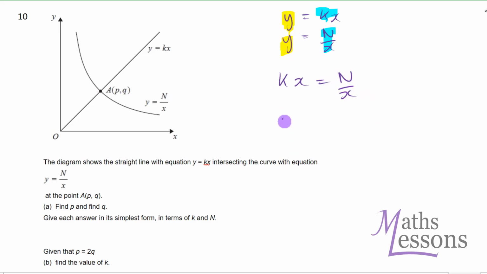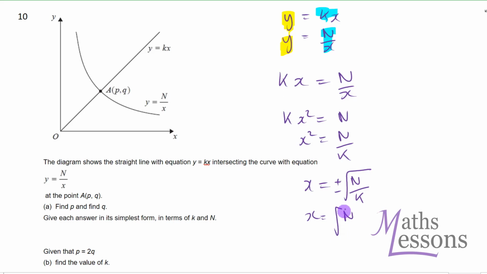If we multiply throughout by x, we'll get kx squared equals n. So x squared will equal n over k, so x will equal plus or minus the square root of n over k. But we're quite clearly in the first quadrant here, the positive quadrant. X is positive, y is positive. So the x value will be equal to the square root of n over k.